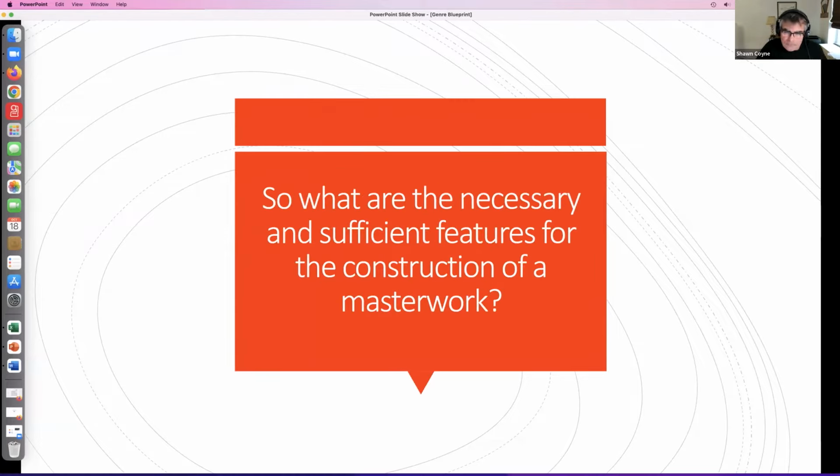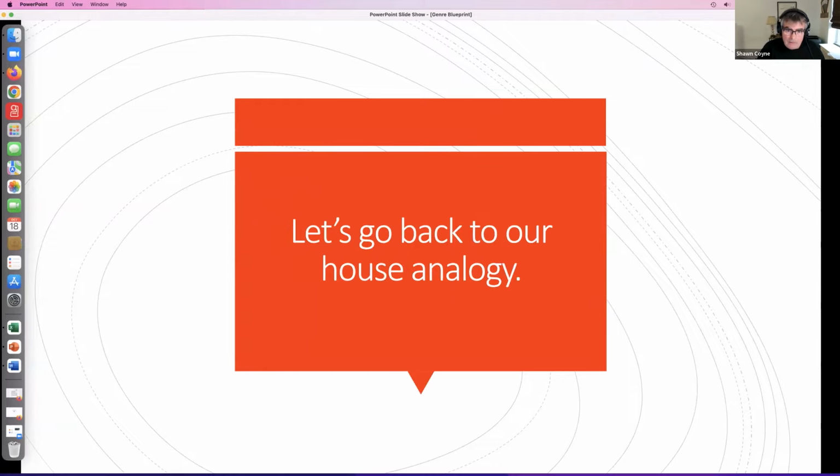Okay, so I just established a lot of problems, right? How do we put these 5 other genres on the global, and how do you do this? What are the necessary and sufficient features for the construction of a masterwork? How do you construct one?